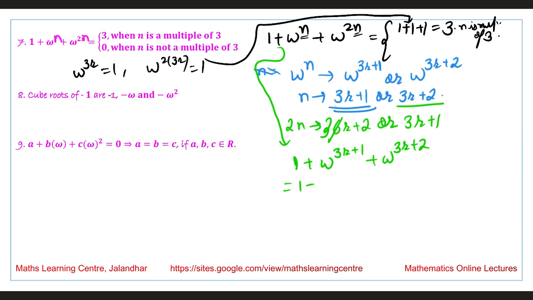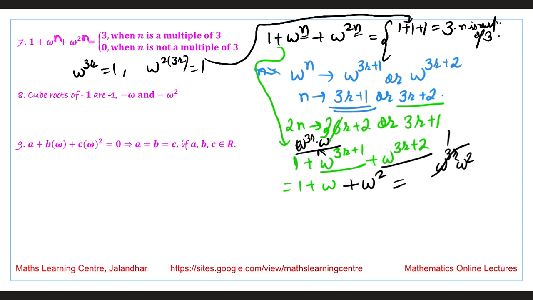So this is equal to 1 plus omega. Why? Omega raised to the power 3r plus 1 means omega raised to the power 3r into omega, and omega raised to the power 3r means 1. Similarly this value will become omega raised to the power 3r into omega square. This value is 1, so we are left with omega square, and the final answer 1 plus omega plus omega square, we know it is 0. So we are saying that if n is not a multiple of 3, in this case the answer will be 0.